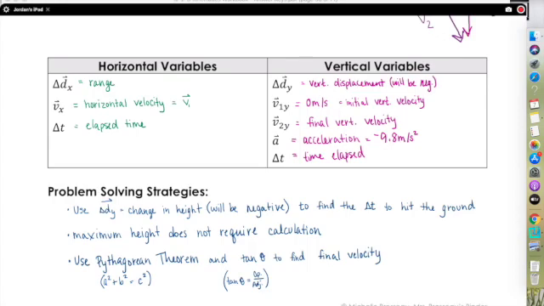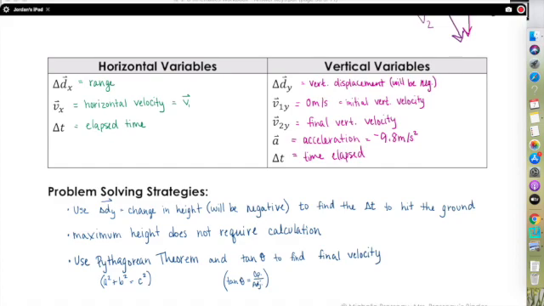For the vertical aspect, we have delta d of y, which is our vertical displacement, and it's going to be negative because we're starting up and then it'll be falling downwards. So our vertical displacement will be negative, and that's going to be given to you in the original problem. Our v1y is 0 meters per second for all problems like these. Our v2y is just our final vertical velocity. Like I said, we'd have to calculate that. Acceleration due to gravity is going to be negative 9.8 meters per second squared. And then our delta t is our time elapsed.